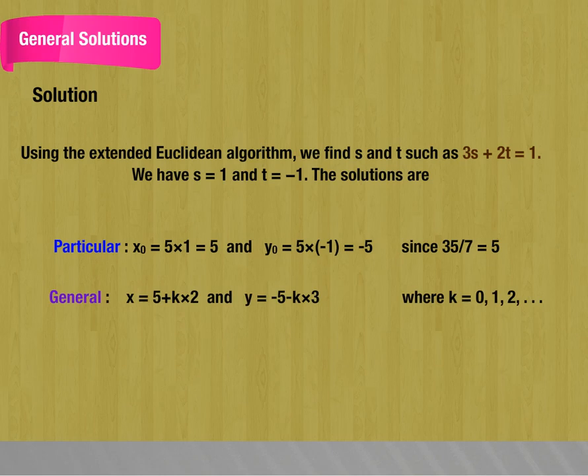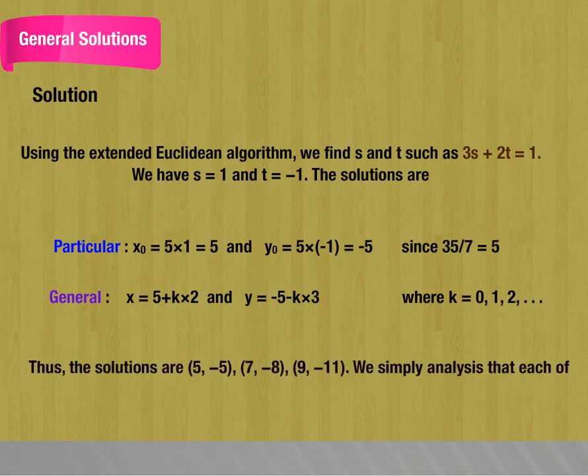General: x is equal to 5 plus k into 2 and y is equal to minus 5 minus k into 3, where k is equal to 0, 1, 2 and so on. Thus, the solutions are (5, minus 5), (7, minus 8), (9, minus 11). We can verify that each of these solutions satisfies the original equation.